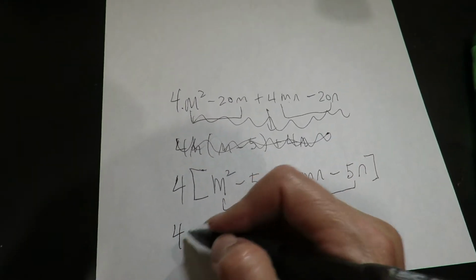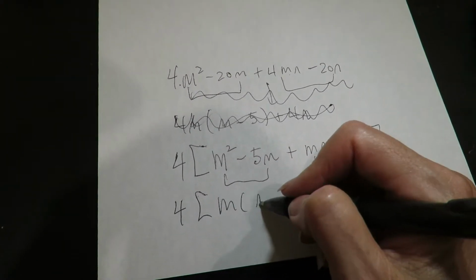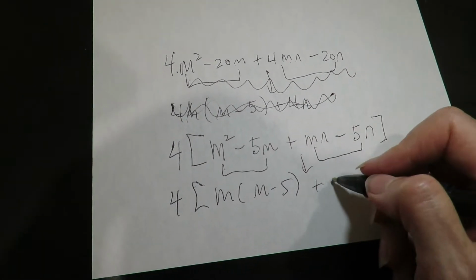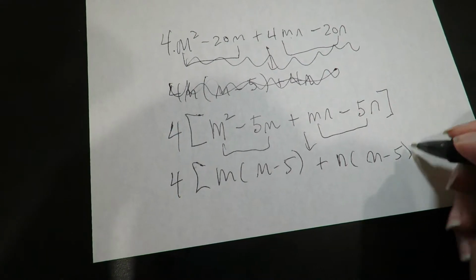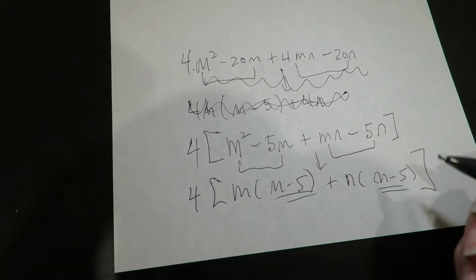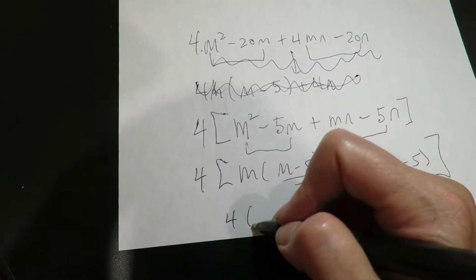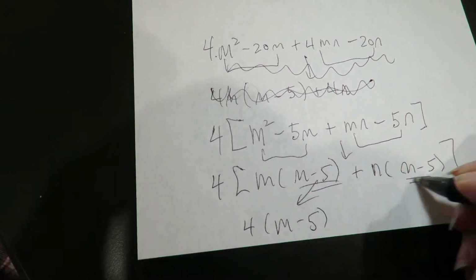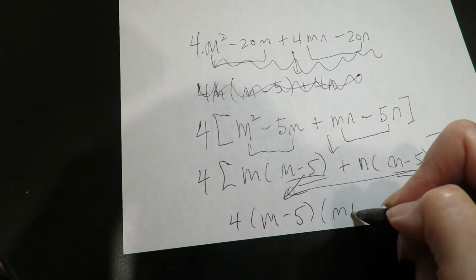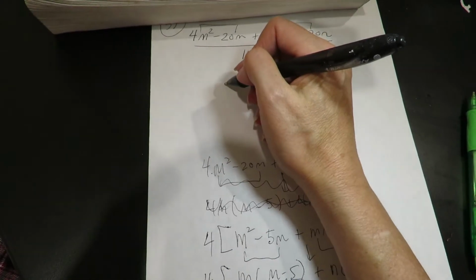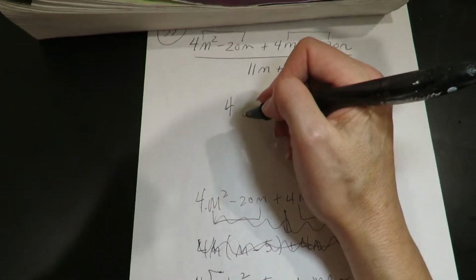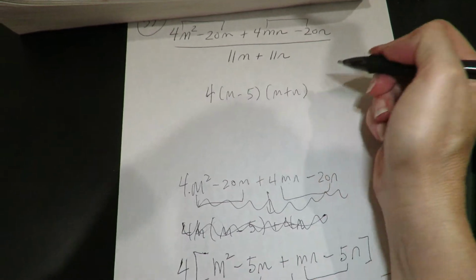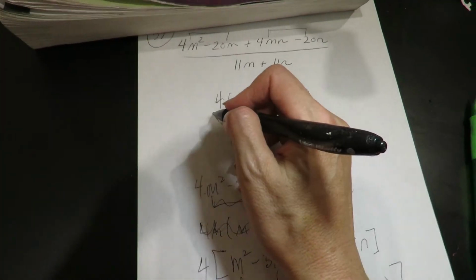Alright, so now let's take out an m. Carry down the sign of the third term, take out an n. Now we'll take out an m minus 5. That's this, taking out these, and you're left with an m plus n. Alright, now I'm going to move this up here. So it's a 4, m minus 5, m plus n. Okay, and that's all over.